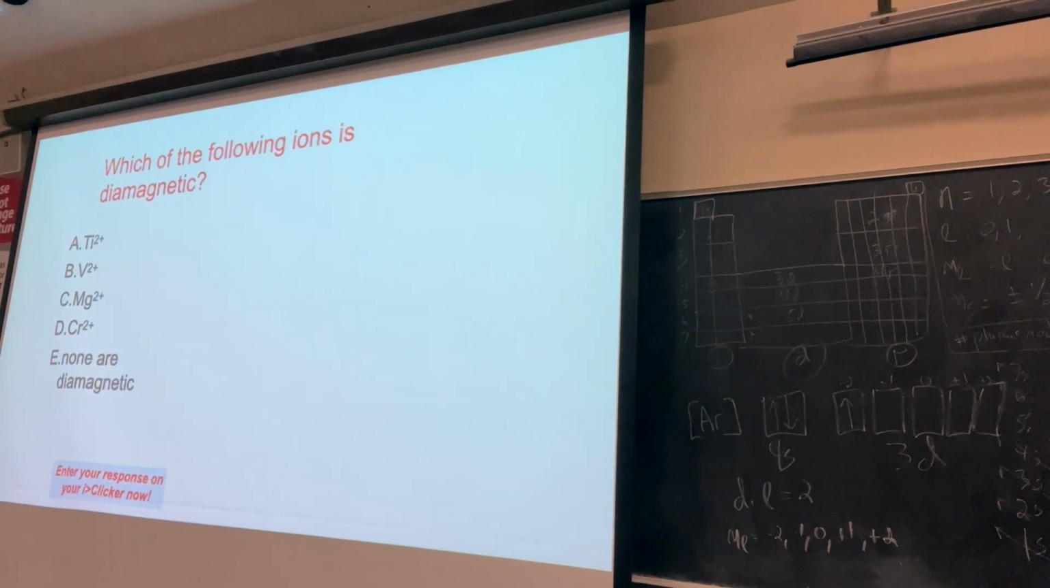See if one of these is diamagnetic, and punchline, one of them is. See if you can see which one of these will be the diamagnetic ion, where you have just as many up electrons as you have down electrons.